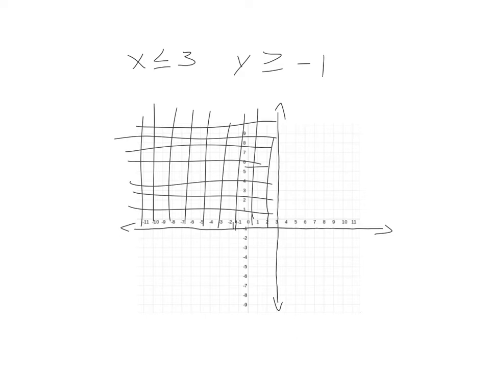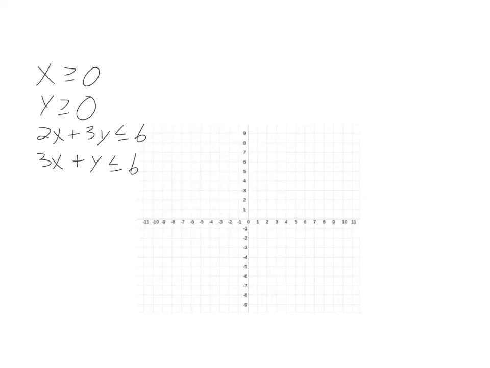So now I'm going to go to a new graph on a new screen. Okay, we now have 4 inequalities here, and we're going to consider all of them. X is greater than or equal to 0, y is greater than or equal to 0. Basically what that does is it restricts our region to positive x and y values.